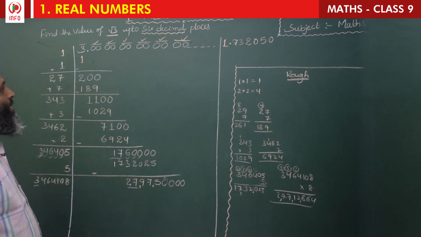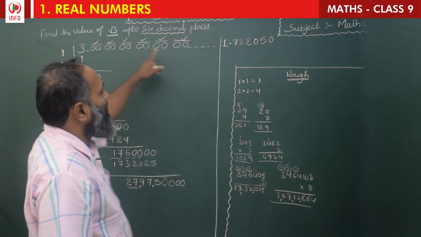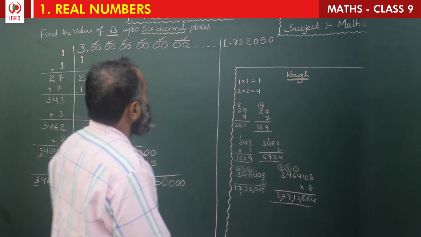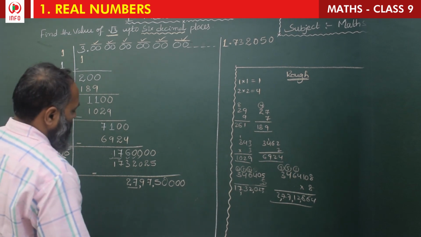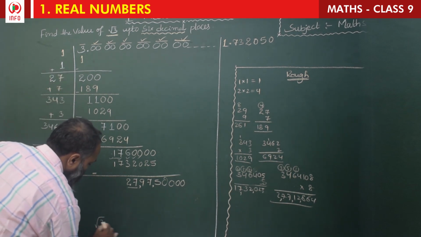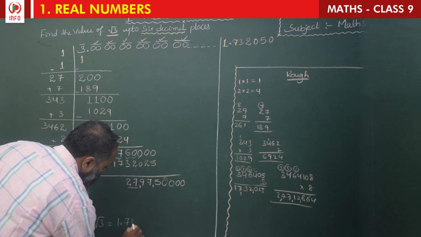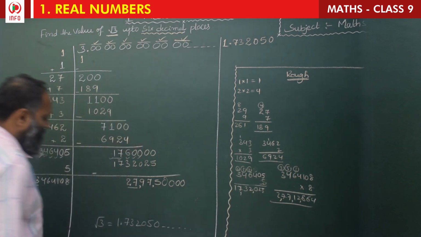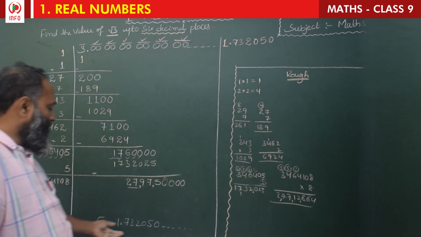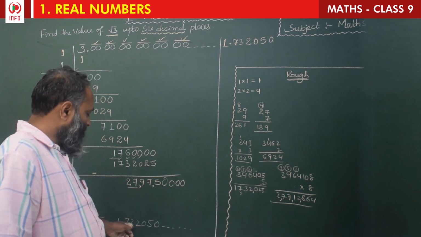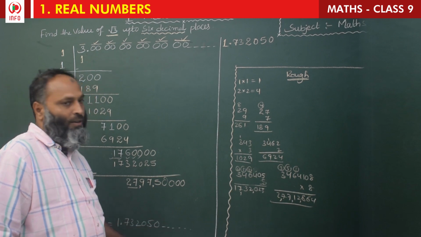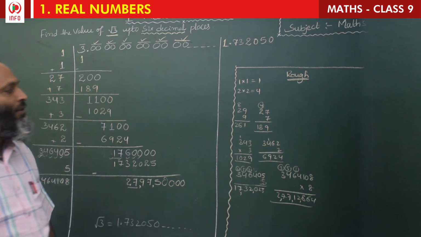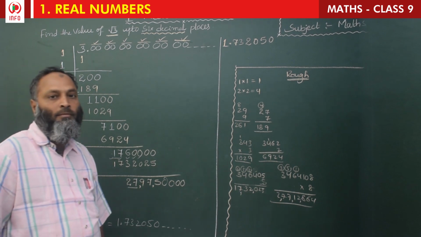So okay, it means up to 6 decimal places, that is root 3 is 1.732050, and so on. So this is the square root 3 value up to 3 decimal places, meaning 1.732051 you will get. Okay, so this is the square root 3 value by the long division method.